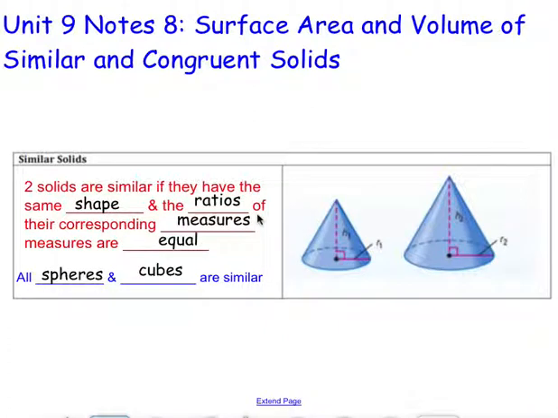Here, and today we're going to be doing Unit 9, Notes 8. So we're going to be talking about surface area and volume of similar and congruent solids. So I do want you to take the time to write it all the way down. I did on my key, you can do it on yours.